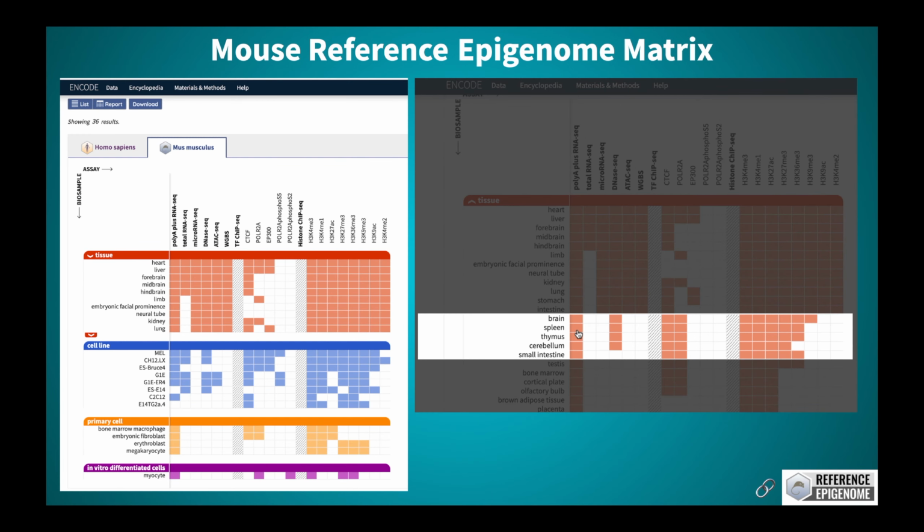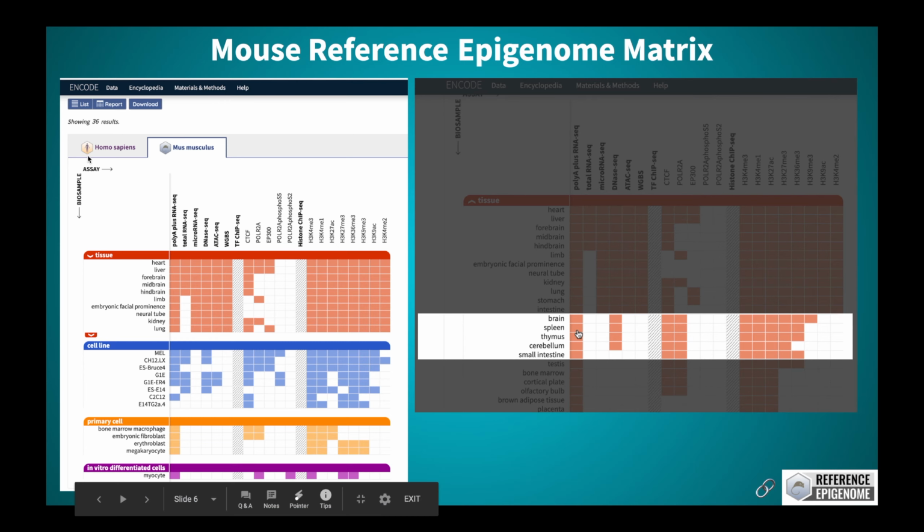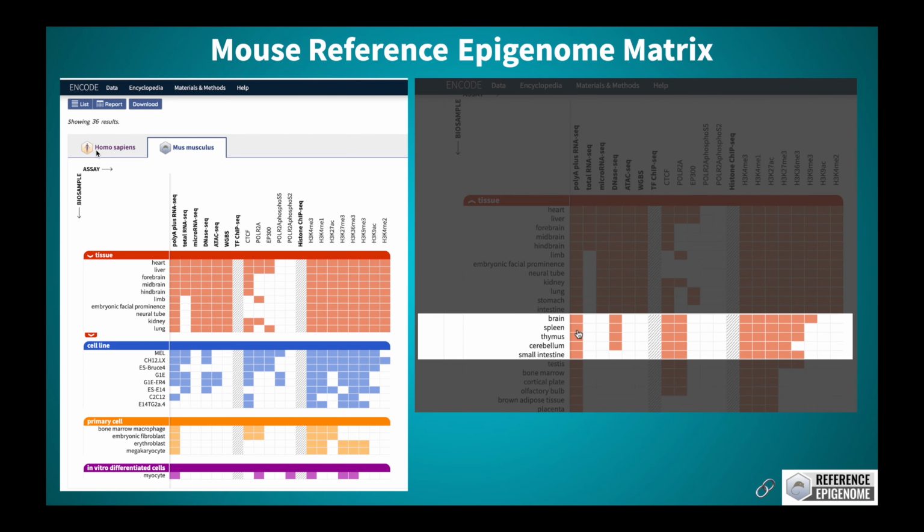Next, I'm looking at the mouse reference epigenome matrix. This mouse reference epigenome matrix is right next to the human epigenome matrix that we looked at in the previous page. As of now, we do not have an equivalent body map of the mouse samples, but in the near future, we do hope to implement the same on this page.